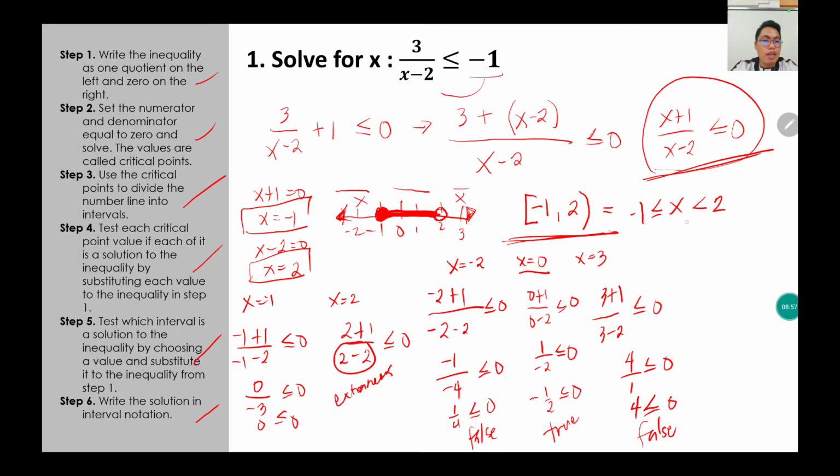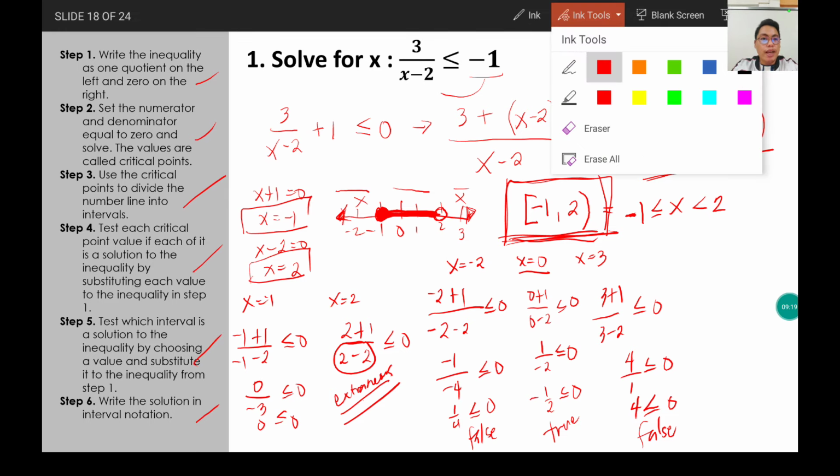Dito kasi hindi kasama si 2 dahil nakapatunayan natin na extraneous siya kanina. So, hindi siya kasama. Only values less than that, down to negative 1. So, this is our final answer. So, see? Ang dami. Medyo magulo-gulo yung solution natin. Ulitin natin ang ating mga naging steps.